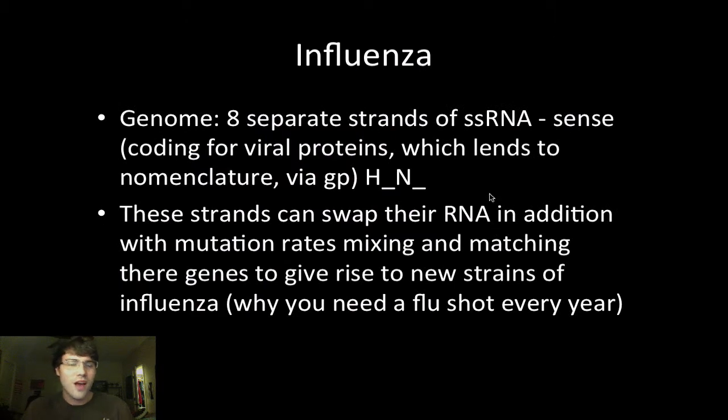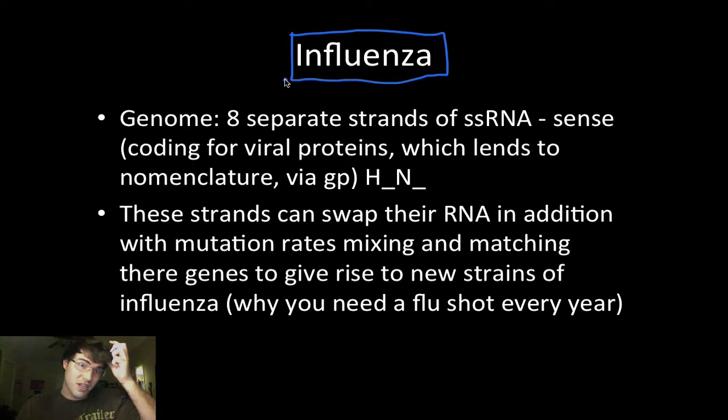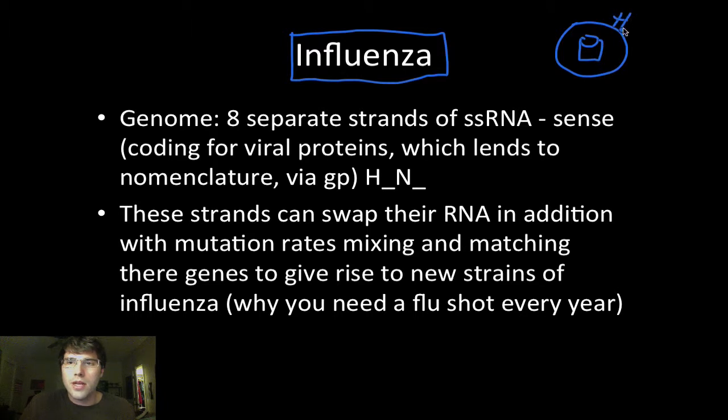So I do want to talk about influenza just because, historically speaking, it is an extremely important virus. That virus alone has killed more people than probably any other microbe in the past 100 years. The reason it can do this is that its genome consists of 8 separate strands of single-stranded, negative-sense RNA that code for the viral proteins, which leads to a lot of the nomenclature. Let's say this is a virus here, and that's the capsid there. It's usually going to be an H and some number, and an N and some number. And these are the glycoproteins for it.